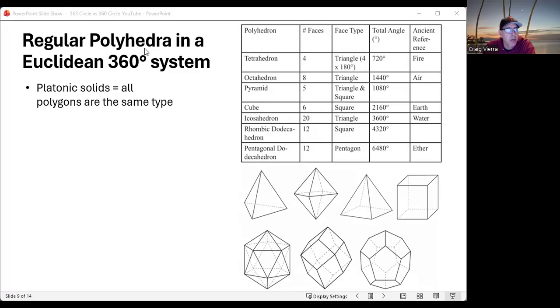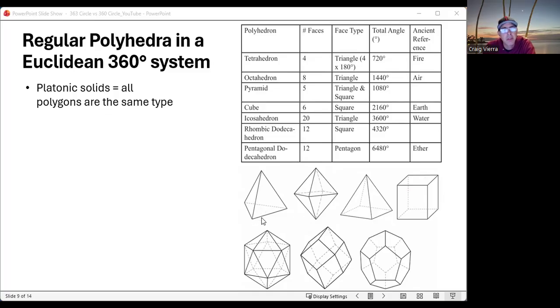Okay, so then now we can continue, and this is just another slide looking at what happens if you take the regular polygons and put them together into 3-dimensional structures. These are referred to as polyhedra, a bunch of polygons being put together. And you basically see the same thing I was just talking about. I'm giving you the total angles, the summation of the internal angles, for these. And just as a note, the tetrahedron is referred to as fire, the octahedron air, the cube earth, the icosahedron water, and then the 5th element is the ether, which is the pentagonal dodecahedron.